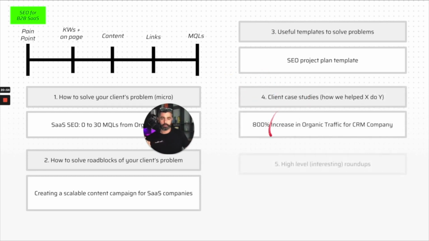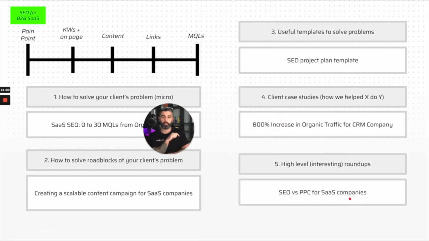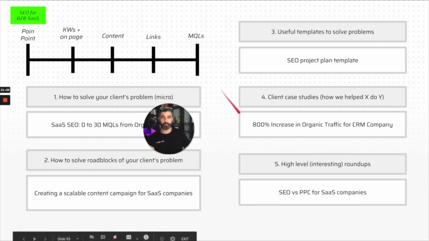Case studies, again, very straightforward. And then high-level ones, SEO versus PPC for SaaS companies. So this is kind of a cool one that we're digging more into, as well as doing more comparison stuff, right? Comparison guides work really well. We actually learned this from doing B2B SaaS. Comparison guides work really well in terms of software. So, comparing different marketing channels for your specific type of industry can work really well too.